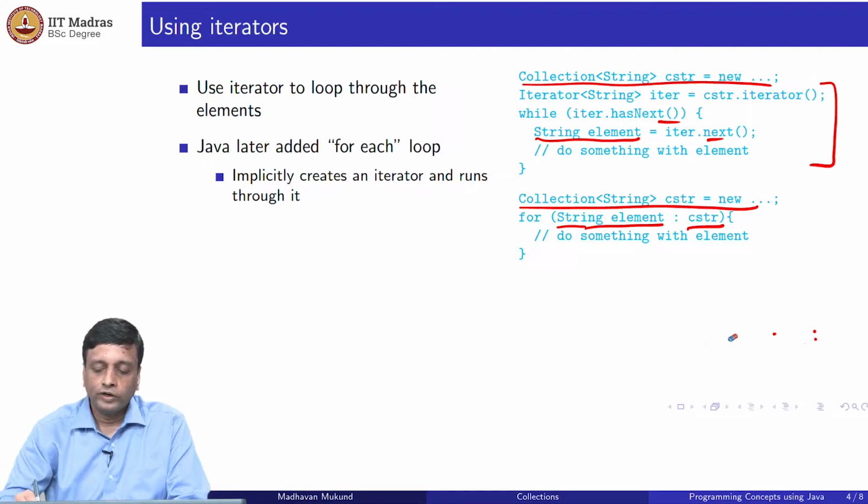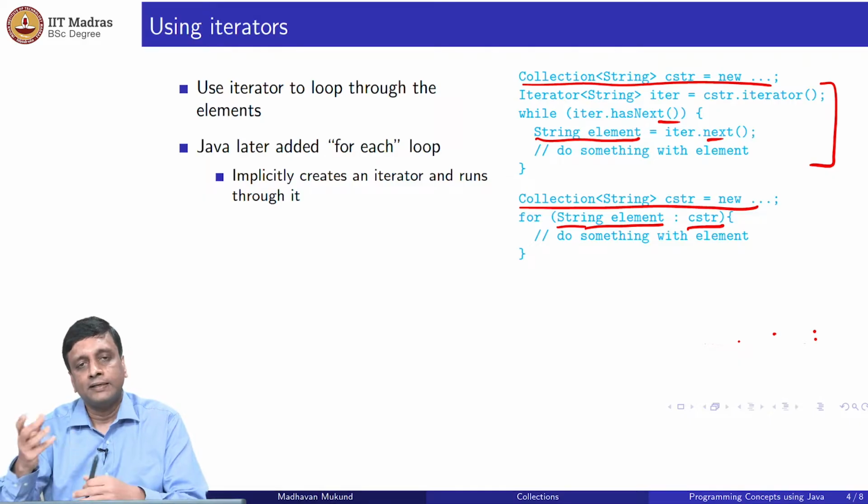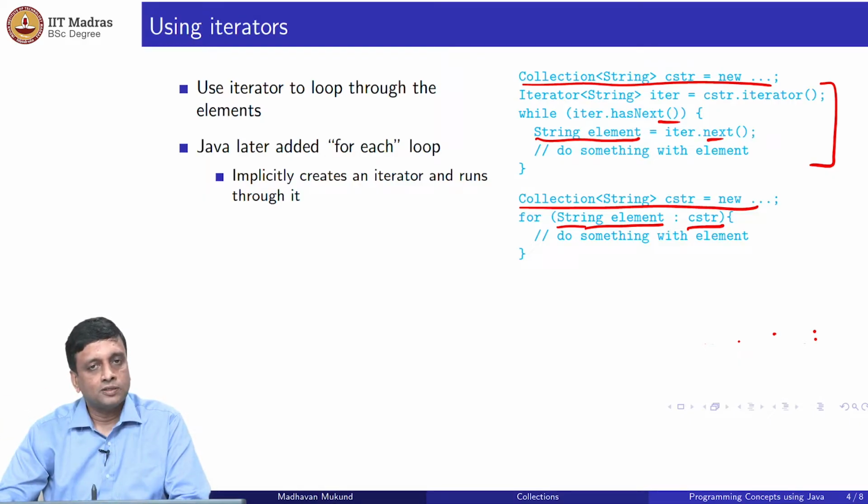So this for each loop was introduced into Java, and it basically captures the effect of the iterator with less syntax. There is no difference really between using a for each and an iterator, except the iterator requires more code to write.